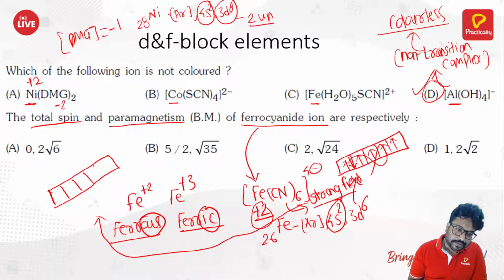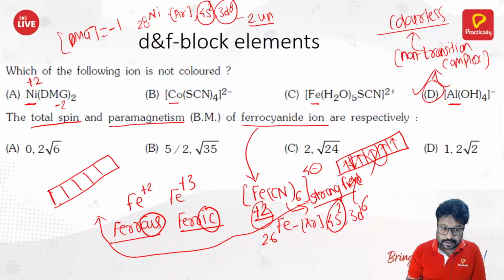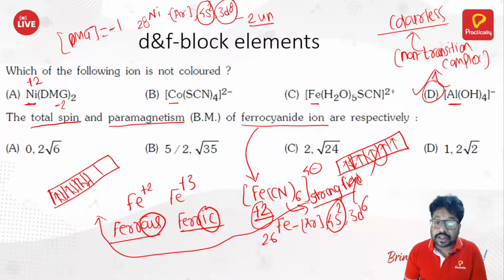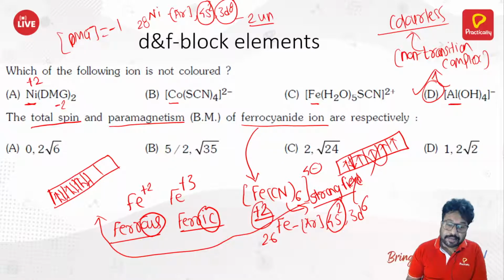1 2 3 4. You've got 6 electrons, right? How can you arrange them? Actually, you need to arrange them like this. 1 2 3 4 5 6. So technically you can't have any unpaired electron there. It should have been 0 unpaired electrons, because you can't have any unpaired electron.